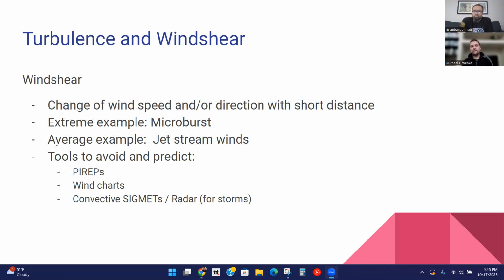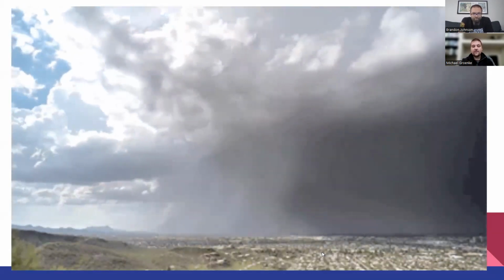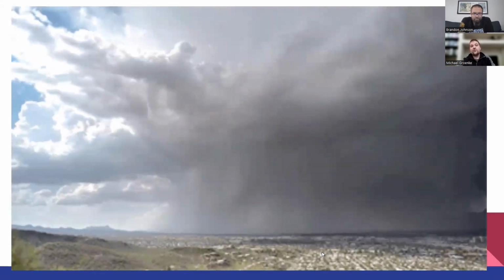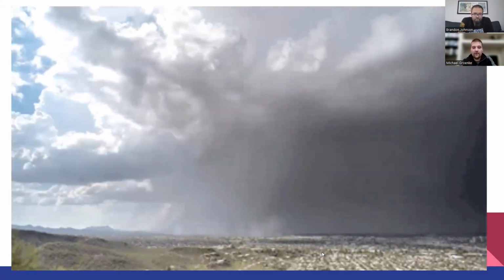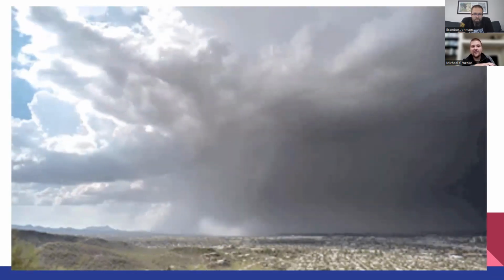Some examples of things that cause wind shear. An extreme example would be a microburst. I imagine a lot of people are probably familiar with that. In fact, I actually have a little graphic here, or a little video. Ooh. That is a rather extreme example of what we call a wet microburst. It looks like the storm is just puking out a piece of the cloud, kind of.